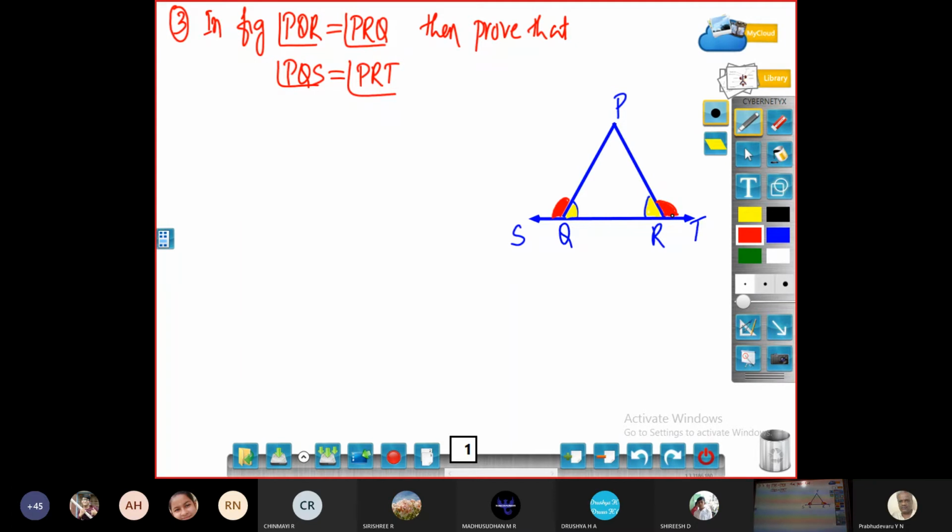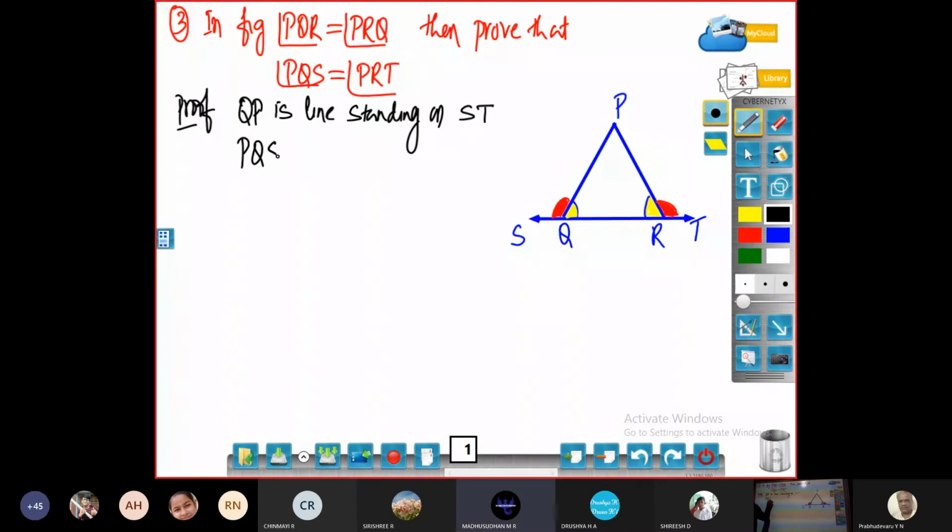Tell me, what is the method? Can anyone tell me how to prove this? Sir, QP is a ray which stands on ST and RP is also a ray which stands on ST. QP is a line standing on ST. So therefore, you can write angle PQS.